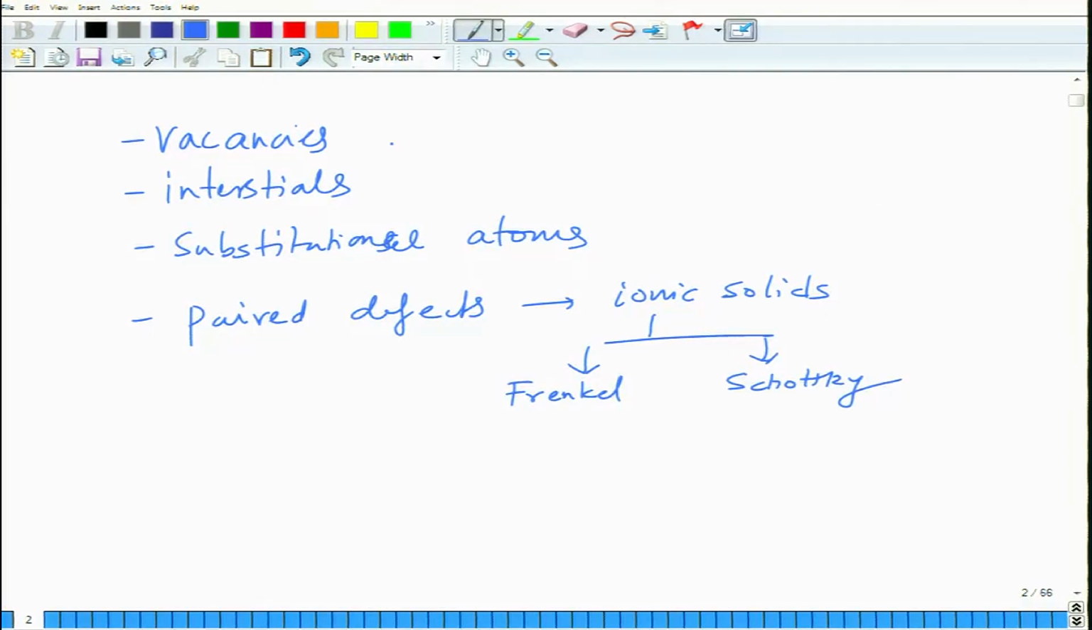Vacancies, for example, in metals, are just the metal vacancy. In case of ionic solids, it could be a cation vacancy, it could be an anion vacancy. Interstitial could be cation interstitial or anion interstitial. Substitutional again could be cation or anion substitutional, depending upon what you put in the lattice.